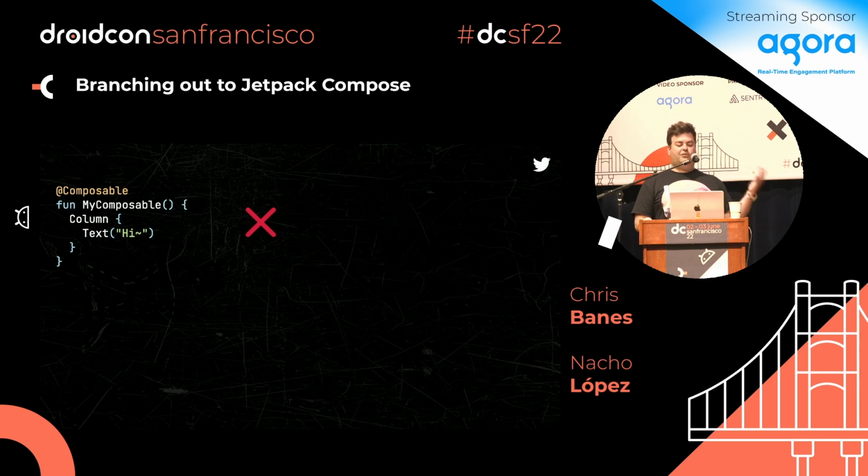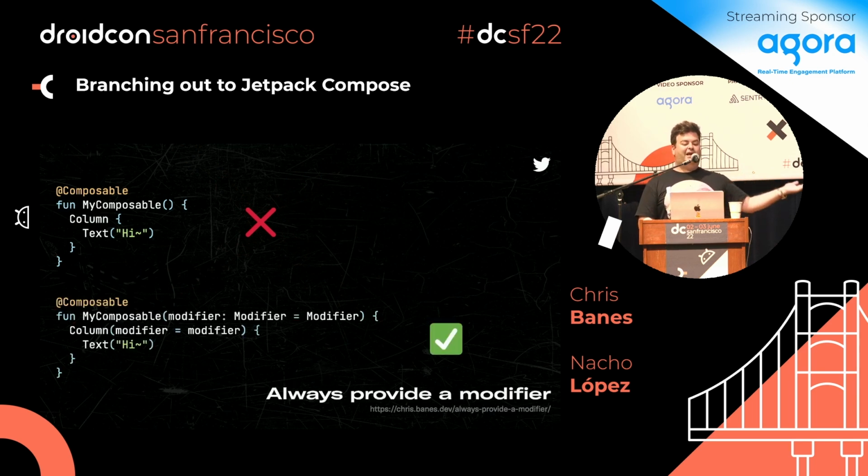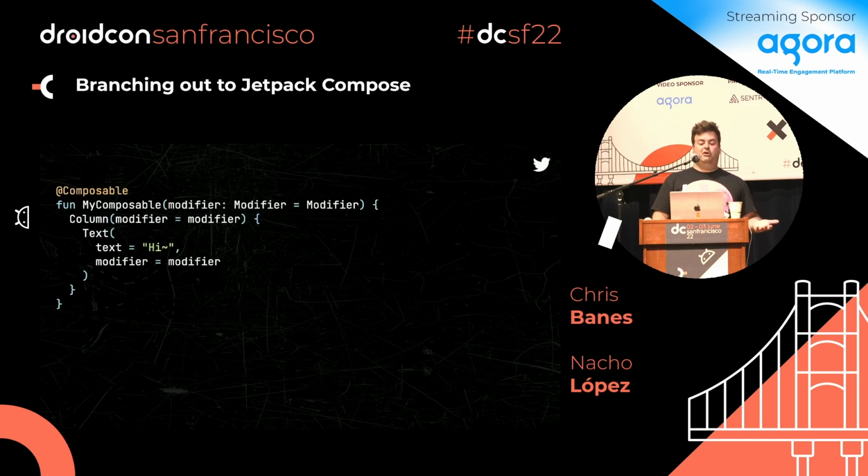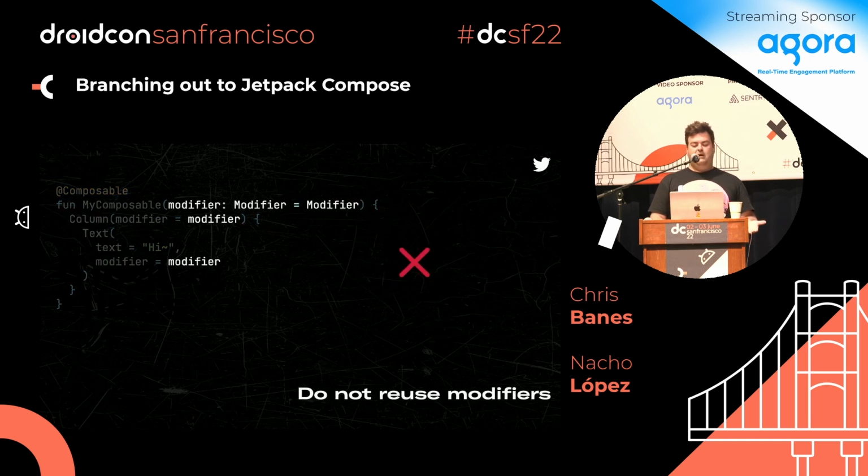For example, we have one that detects that composables that emit layouts should have a modifier added to them, and you can refer to Chris's blog post for more information as to why. But speaking of modifiers, reusing them is bad. It will create some unintended chaos in your UI as soon as you provide one externally. We've seen this happening a lot.